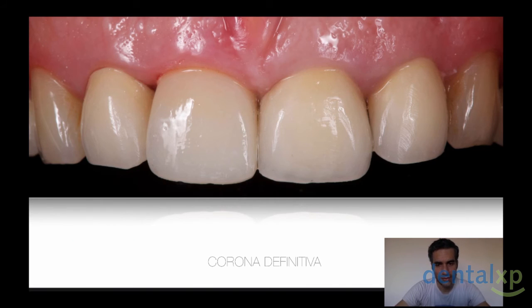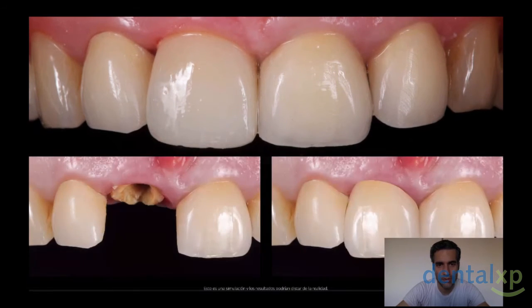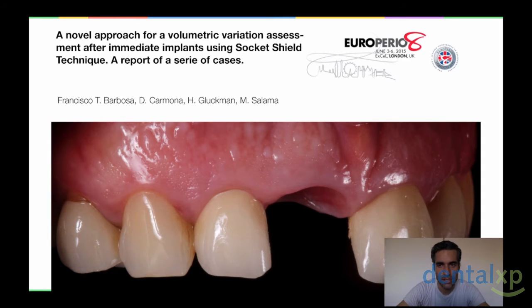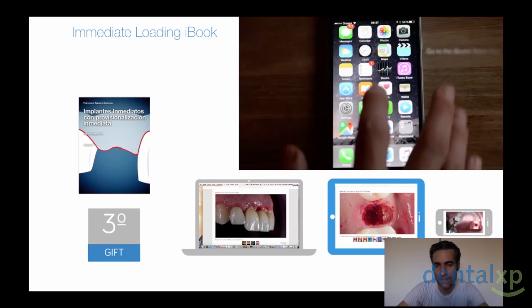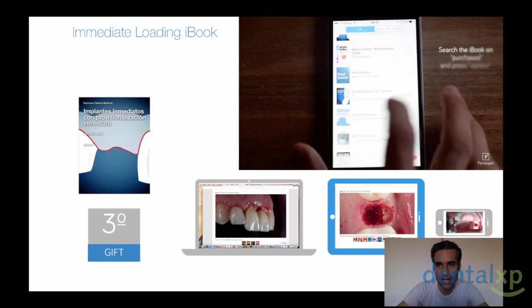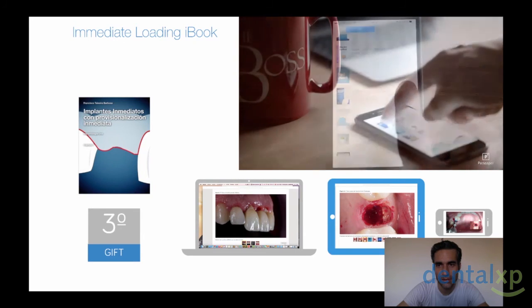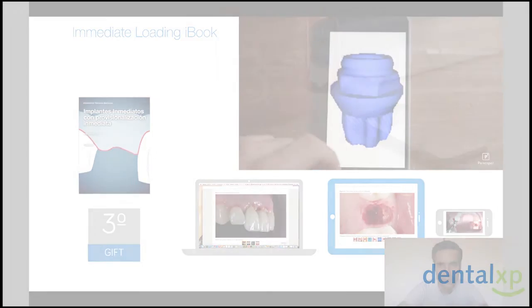This is the definitive restoration. As you can see, the patient was happy because it was very similar to the one that we did in the simulation. And now we already presented the abstract at Europerio in London in 2015, and now we are preparing the article, definitely with a series of cases where we measure this variation. There is more about socket shield in another ebook that is in the iTunes store about implant dentistry, immediate implants.